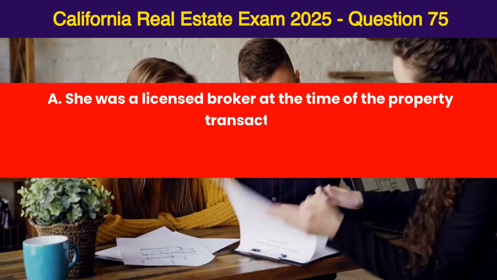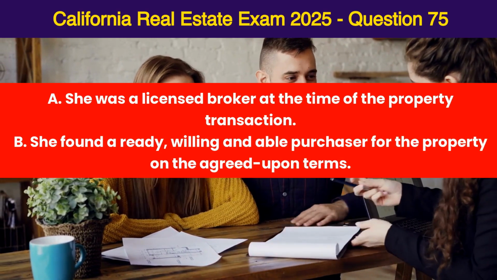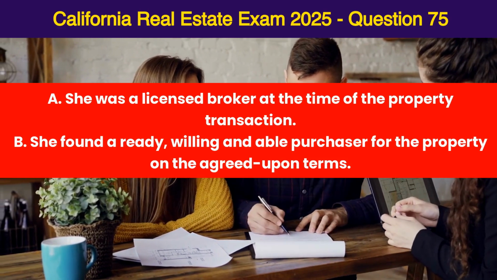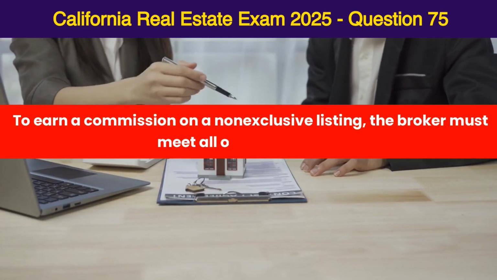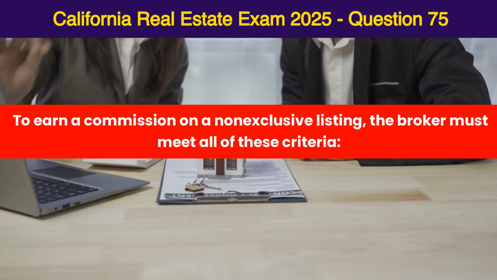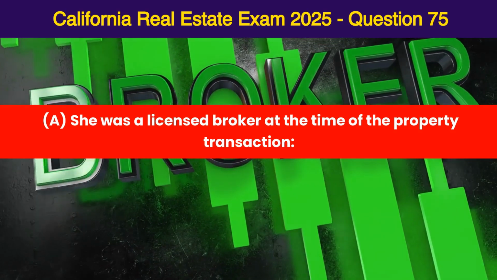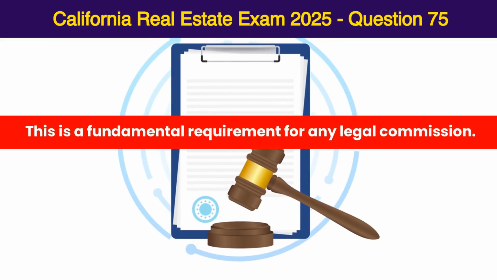She was a licensed broker at the time of the property transaction. B. She found a ready, willing, and able purchaser for the property on the agreed-upon terms. Correct answer is D. All of the above. To earn a commission on a non-exclusive listing, the broker must meet all of these criteria. A. She was a licensed broker at the time of the property transaction. This is a fundamental requirement for any legal commission.